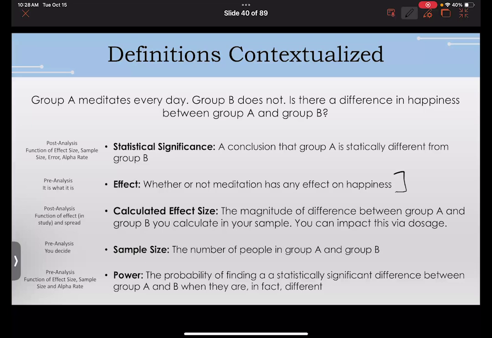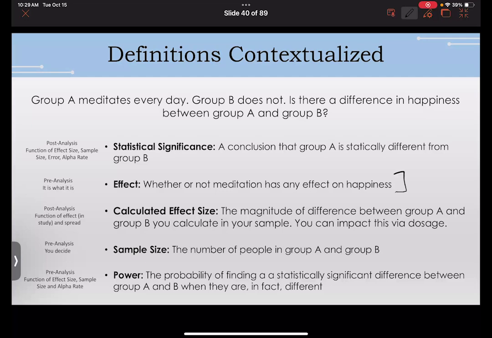No. Power is a probability of finding an effect that actually exists, right? So let's assume for a second that there is an effect of meditation on happiness. We want to be able to find it. Power is the probability that we will with our given study design. So we design a study, and given our study design, there's an actual probability from 0 to 1 that we will find an effect if it's there, right?